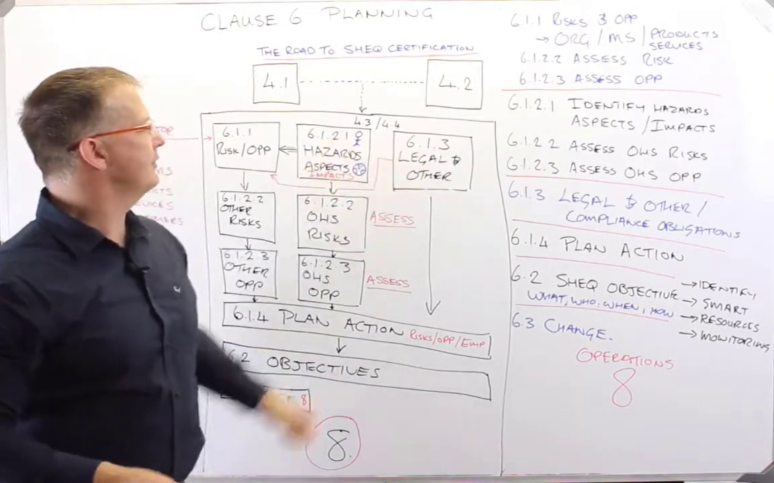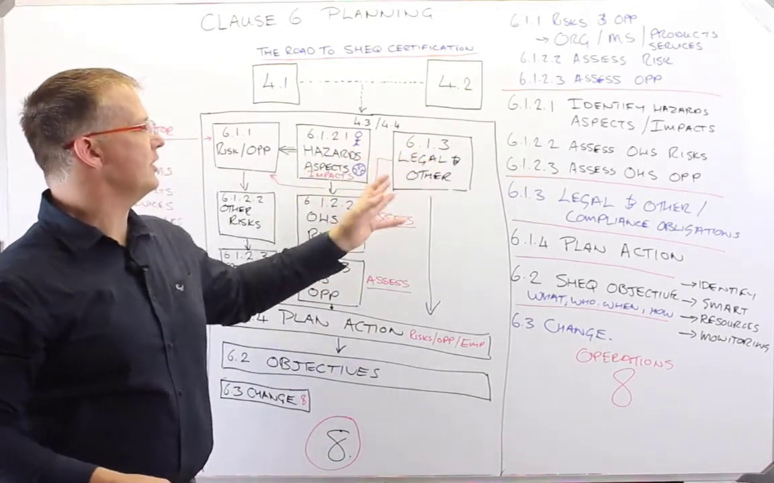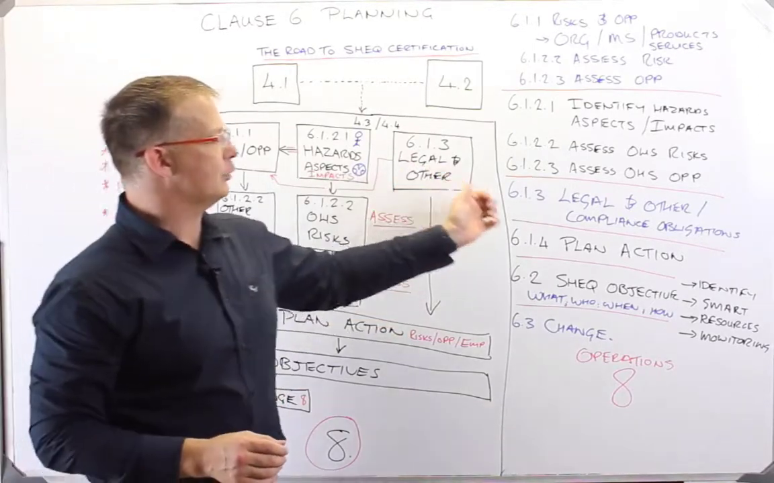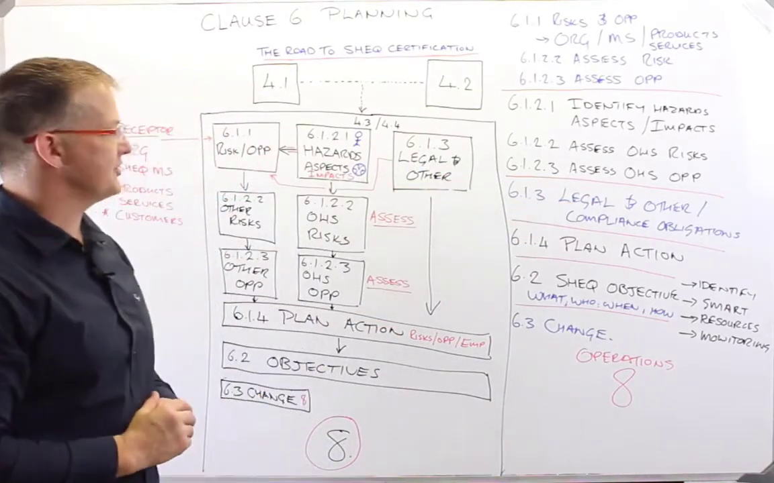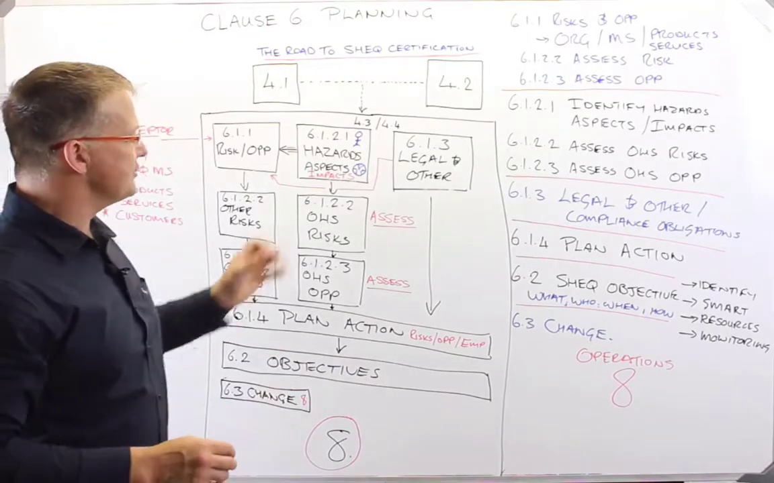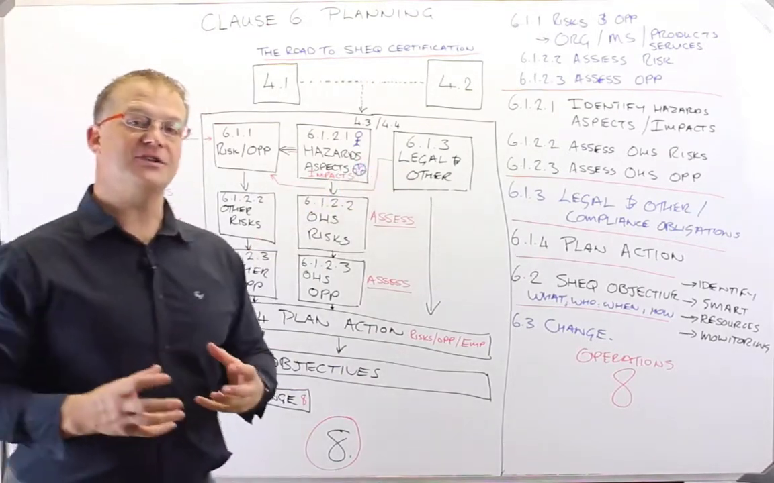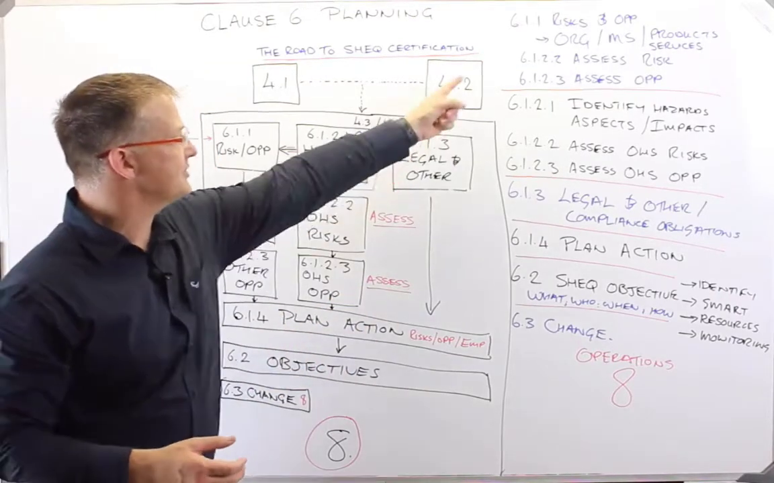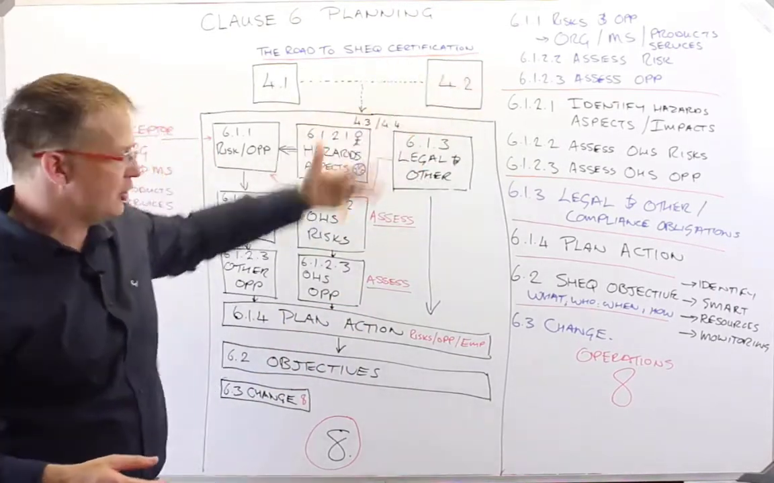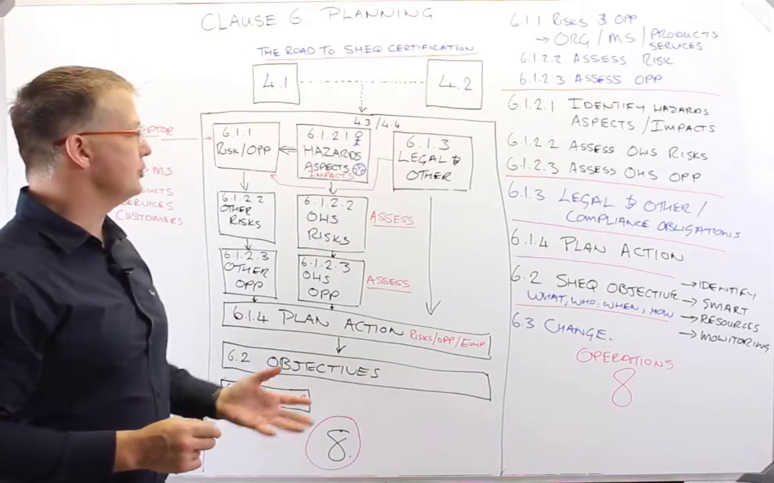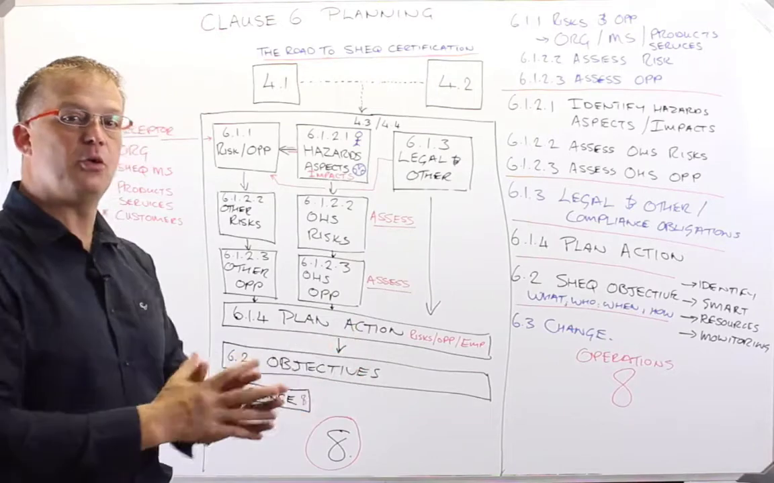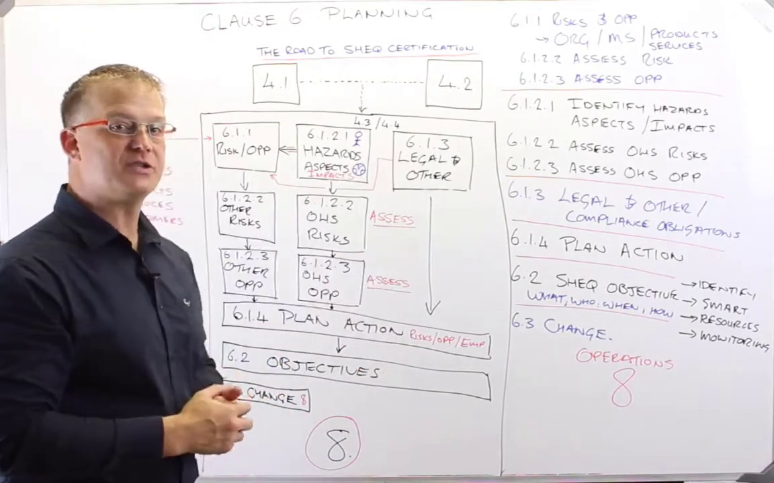We then move over to 6.1.3, which is legal and other requirements. Depending on which standard you're looking at, it can also be termed the compliance obligations. So the requirement there is that the organization should identify all legal and other requirements, so legal requirements and some of the other requirements that it's determined in 4.2. It shall identify them, it shall make them available to its employees, and it shall maintain those legal requirements.